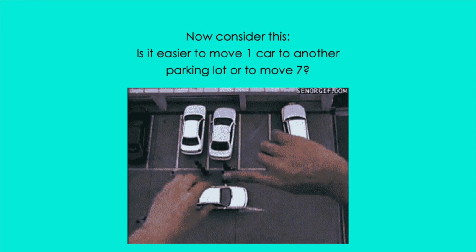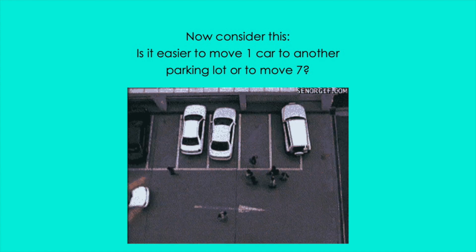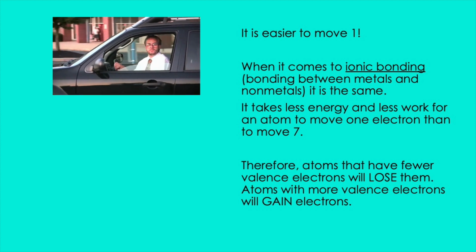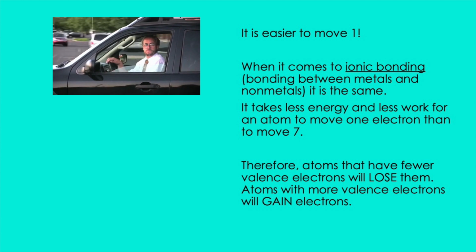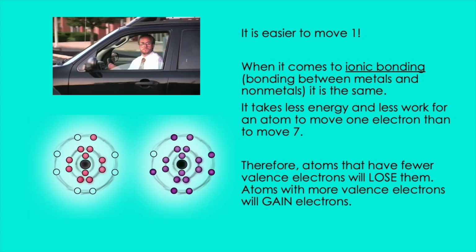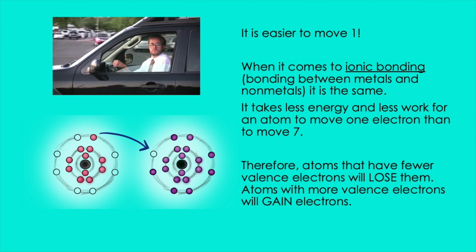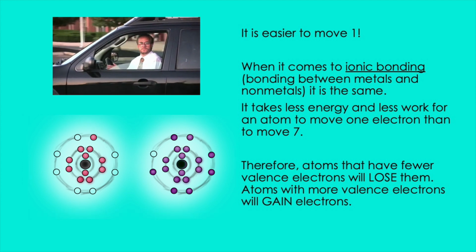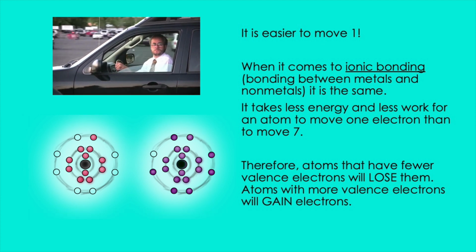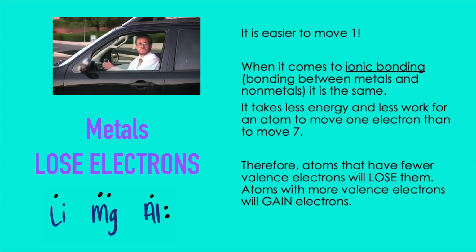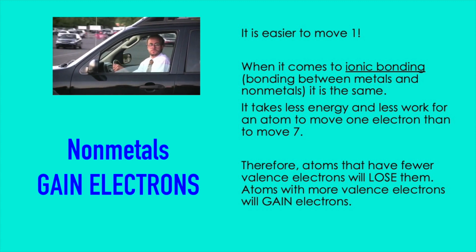Now consider this. Is it easier to move 1 car to another parking lot or to move 7? It's easier to move 1. When it comes to ionic bonding, that's bonding between metals and nonmetals, it is the same. So it takes less energy and less work for an atom to move 1 electron than to move 7. They're quite lazy. So therefore, atoms that have fewer valence electrons are going to lose them, and atoms with more valence electrons will gain them. So those are the lazy ones.